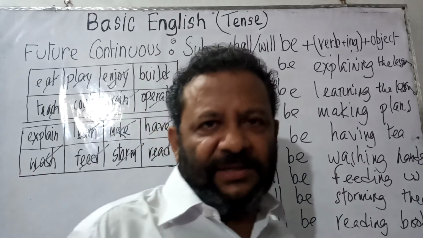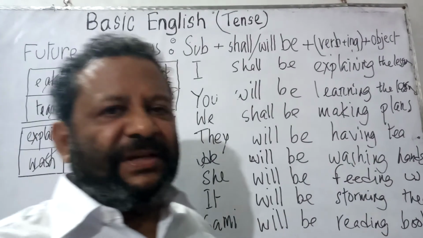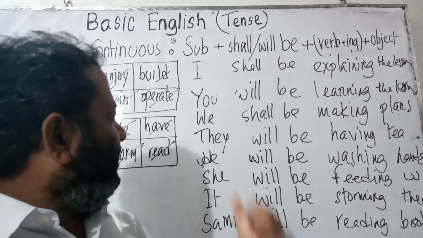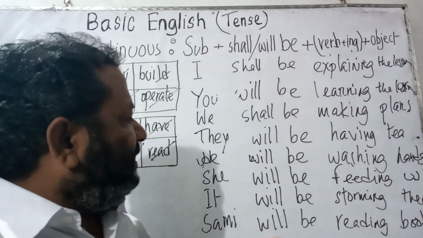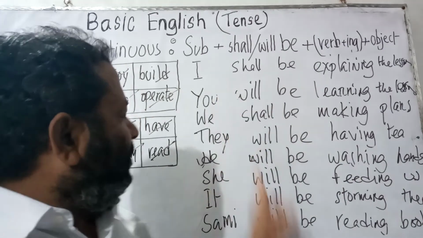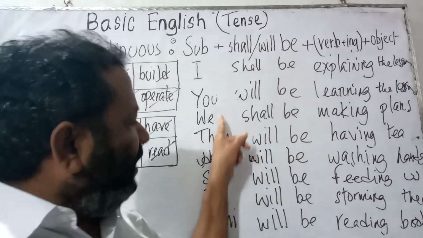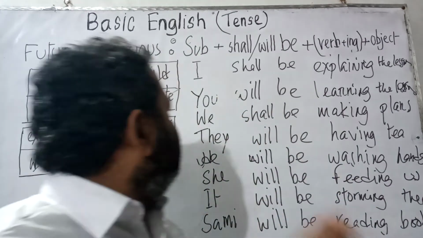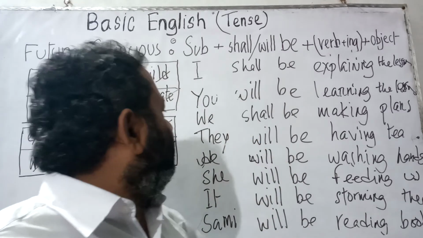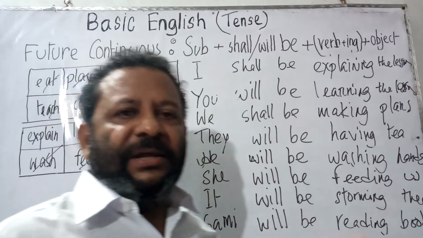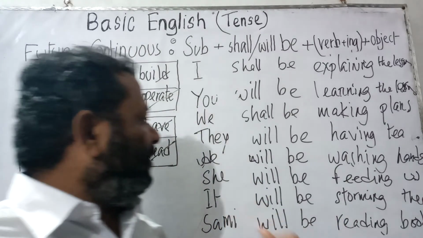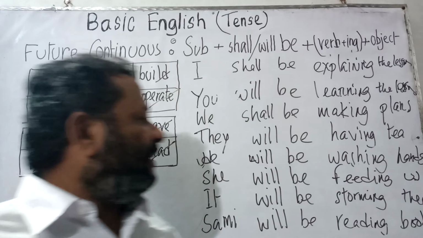Now last sentence, let us make some more sentences. Instead of Sami I can write I shall be reading books. You will be reading books. We shall be reading books. They will be reading books. He will be reading books. She will be reading books. It will be reading books. Sami will be reading books.